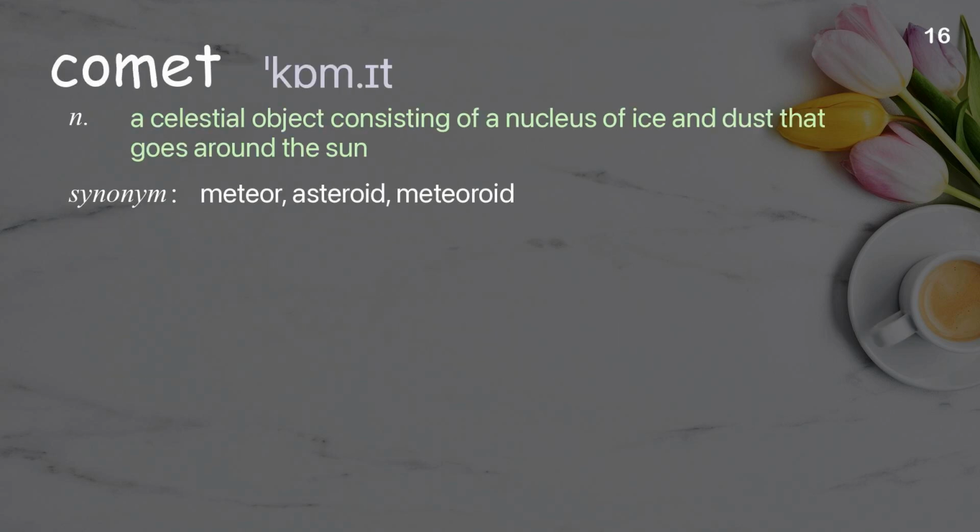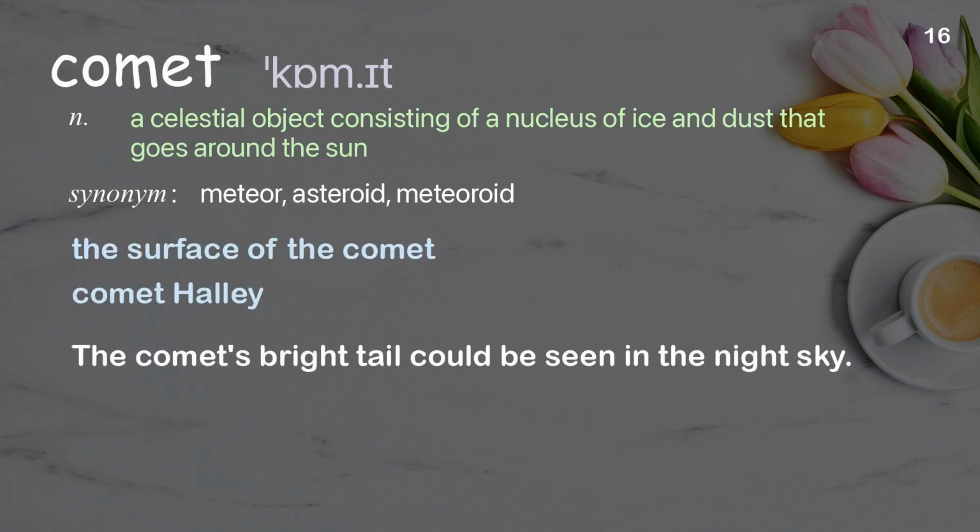Comet. A celestial object consisting of a nucleus of ice and dust that goes around the Sun. Examples: The surface of the comet. Comet Halley. The comet's bright tail could be seen in the night sky.